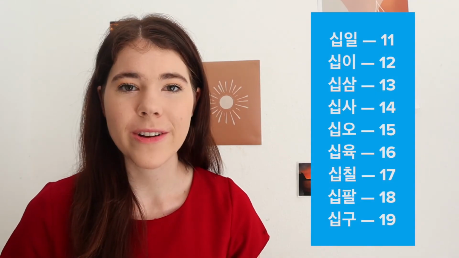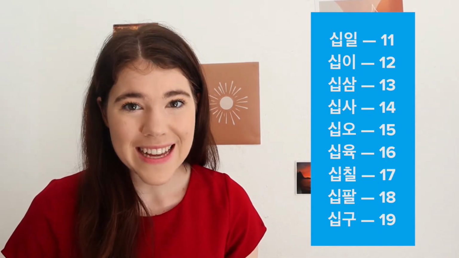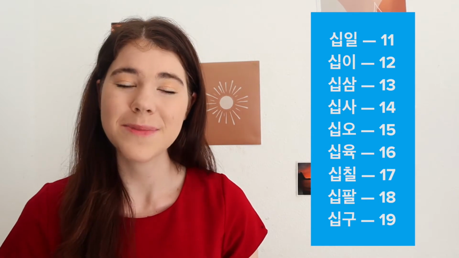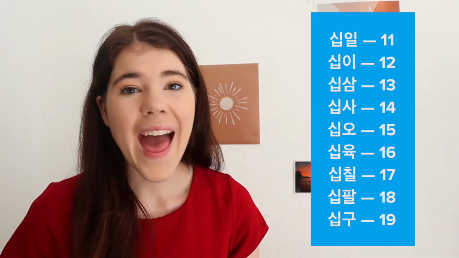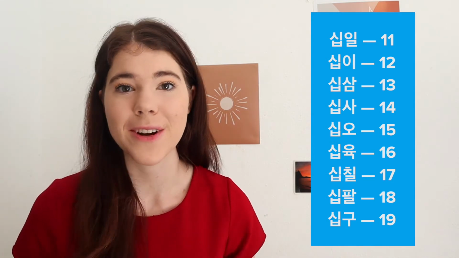목요일은 4일이다. Up next, we have 11 through 19, which is known as the ship series because they always start with ship. 10, 11, 12, 13, 14, 15, 16, 17, 18, 19. As you may have already noticed, the equation for this is just 10 plus x, like with native Korean numbers.